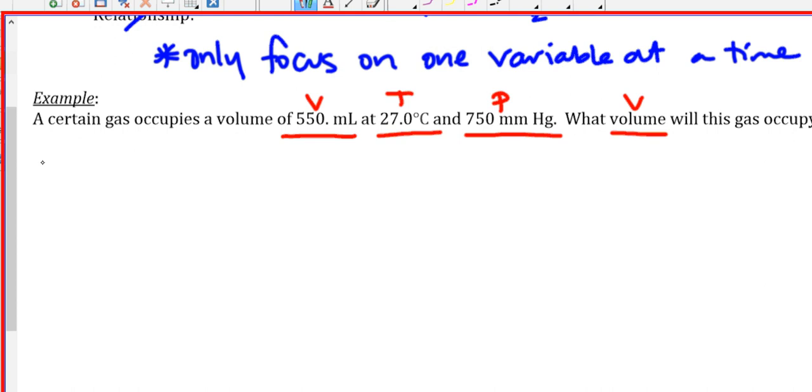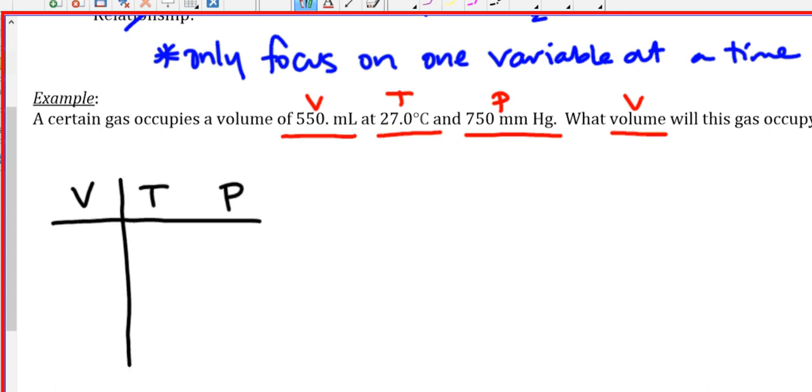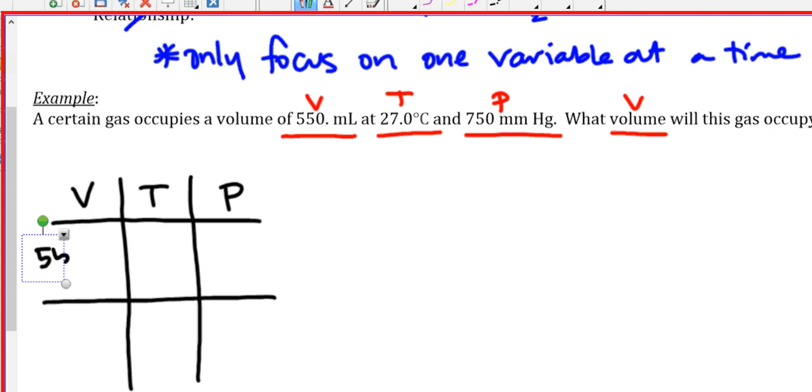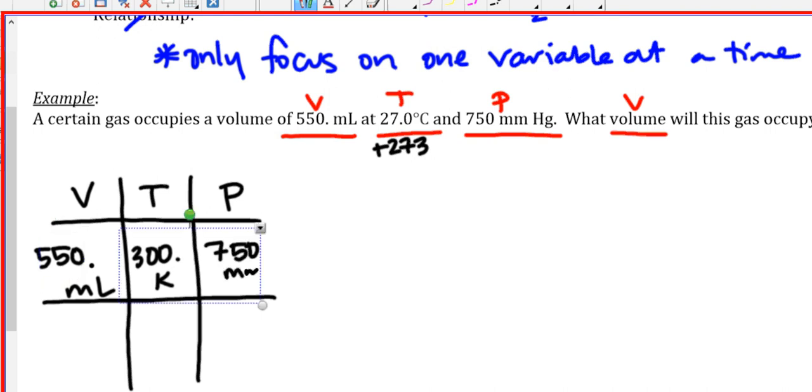All right, so just like before, let's make our chart with everything in it. It doesn't matter the order you put things in, but we're going to list them all. Our volume initially starts at 550 milliliters. The temperature is 27. Now remember, we have to add 273 to turn it into Kelvin. So it's 300 Kelvin. And our pressure is 750 millimeters of mercury. So what volume? That is our unknown.